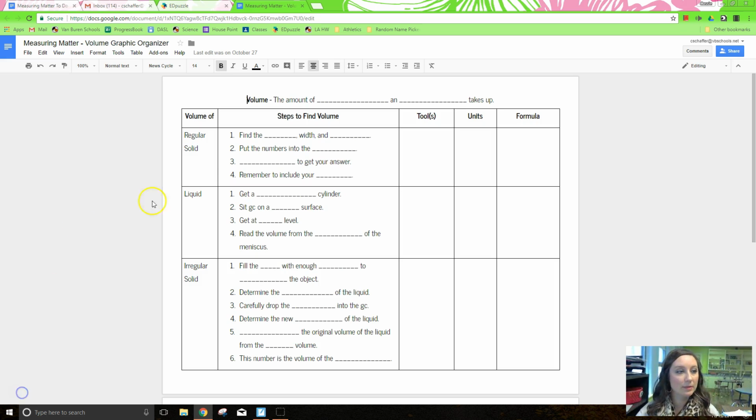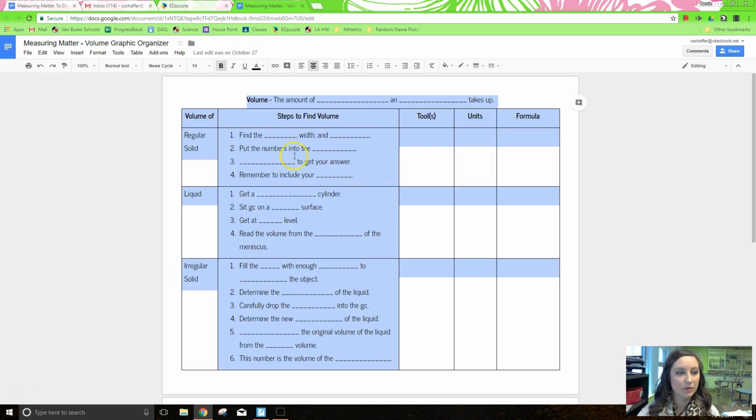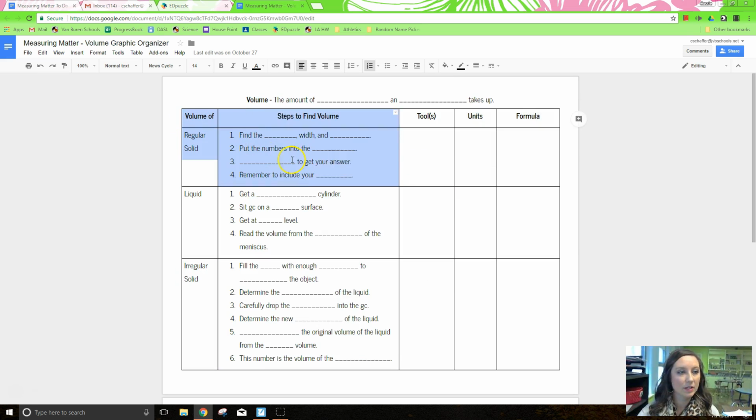And I'm only going to be talking about volume of a regular solid and the definition. So this is the first section right here, and up here, that's what we're going to be focusing on. You guys will have 2 more videos to talk about how to find the volume of a liquid and the volume of an irregular solid.